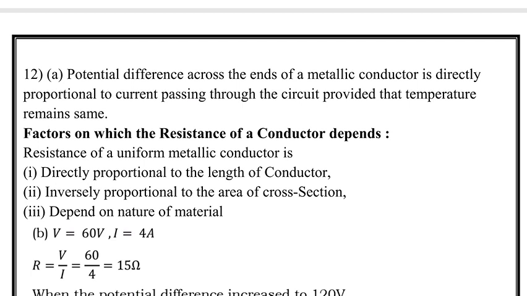Question number B, in 12 question number B, the potential difference between the terminals of an electric heater is 60 volt. Here a problem is given. When it draws a current of 4 amp from the source, what current will the heater draw if the potential difference is increased to 120 volt?